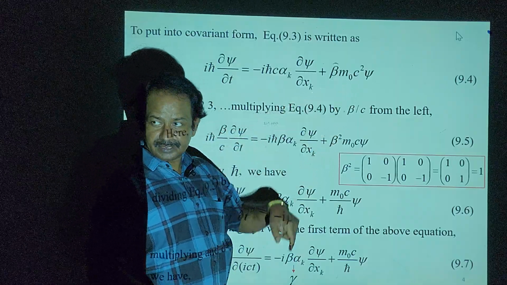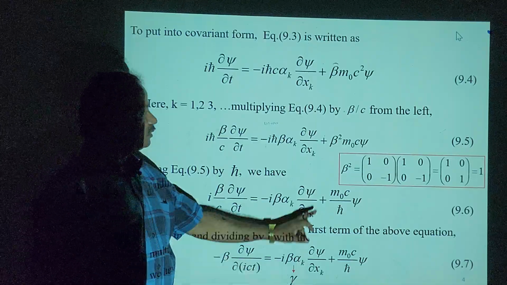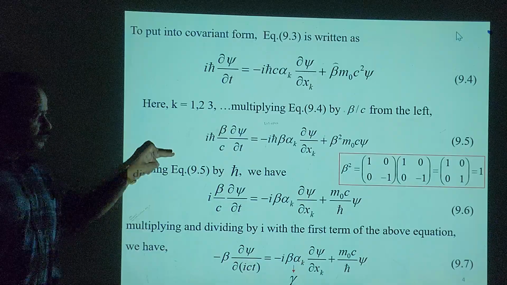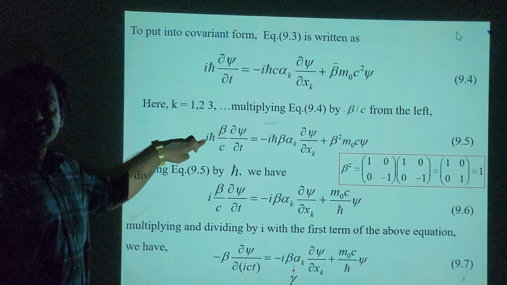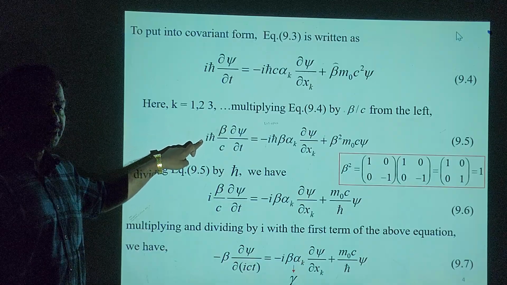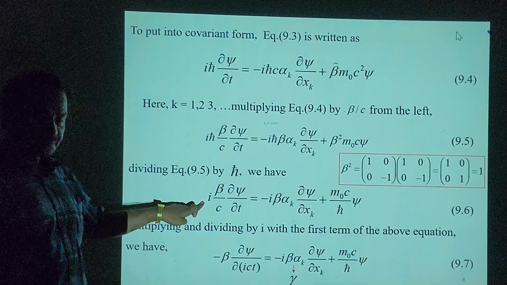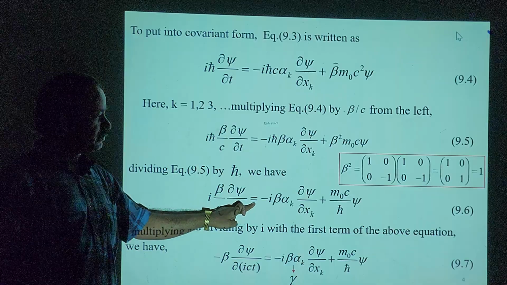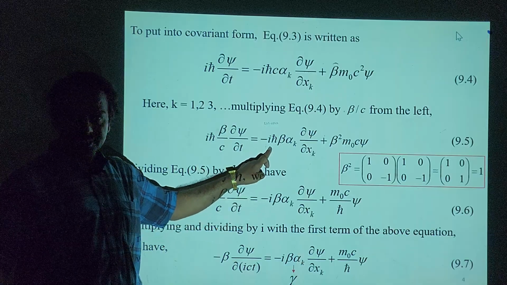One c and another c in the denominator will get cancelled. So you have beta squared m naught c squared. Now just divide this equation by h bar. Will give you i. H bar will get cancelled. You have beta by c d psi by dt, which is equal to minus i. H bar will get cancelled.